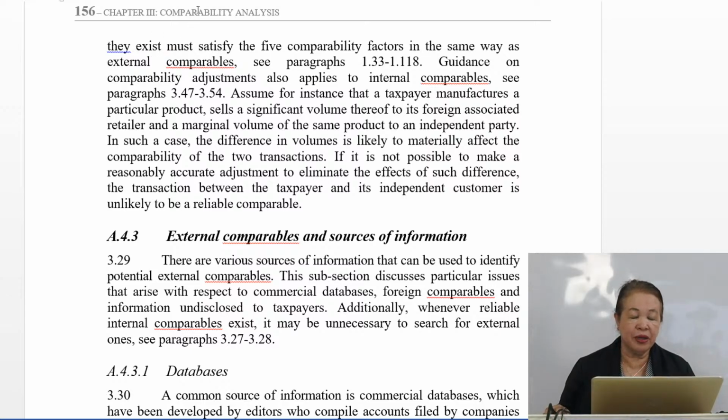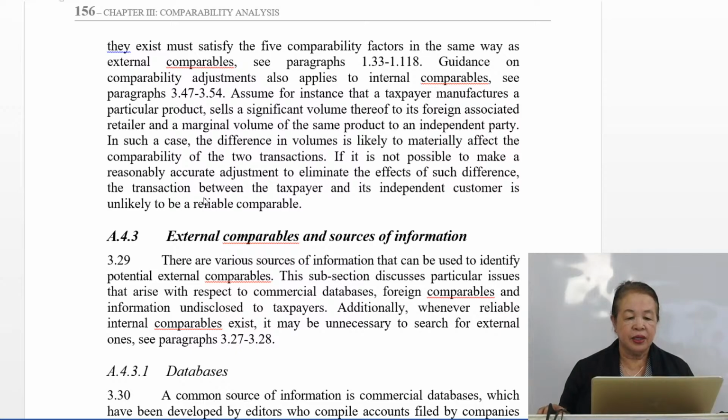Kasi magkaiba yung volume, may effect yan, no? Can be may discount, may economies of scale. So if it is not possible to make a reasonably accurate adjustment to eliminate the effect of such difference, then the transaction between the taxpayer and its independent customer is unlikely to be a reliable comparable. So you reject the comparable kung hindi mo pwedeng i-adjust yung kanilang differences.